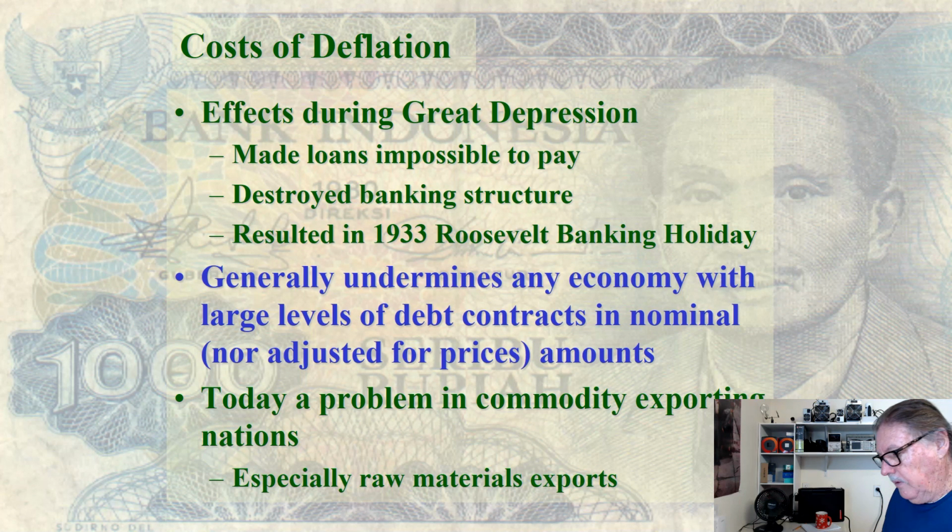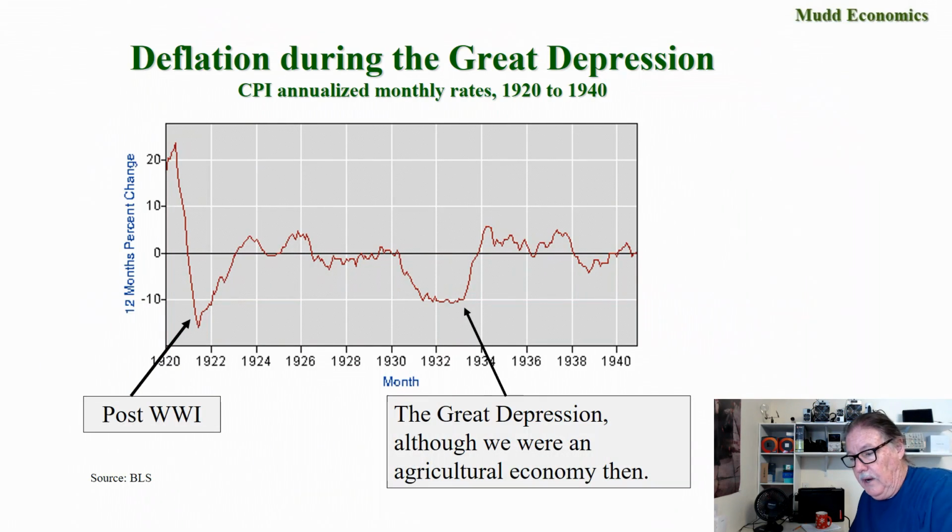Now, this is an old graph I use from the BLS that shows the CPI annualized monthly rates from 1920 to 1940. And you can tell, it's kind of interesting here, there wasn't one deflation, there was two. And the Great Depression deflation that I'm talking about is the second one there that's labeled the Great Depression. The first one also caused some problems, but we quickly rebounded from it, and it was kind of a counter to the inflation of World War I.